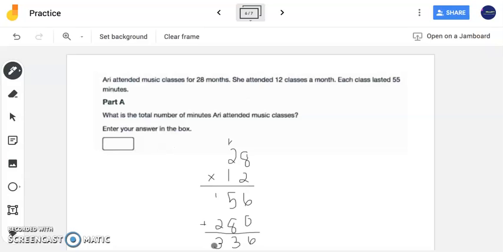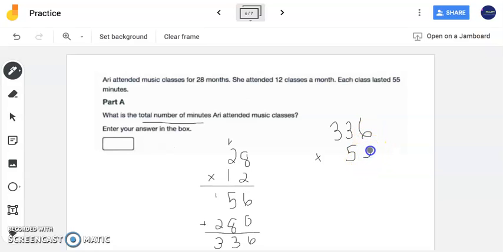However, that's not my answer. That's how many classes she attended in 28 months. But now they're also telling me each class lasted 55 minutes. And I notice the question is asking me, what is the total number of minutes Ari attended music classes? And that's all the music classes. So now we know that she attended 336 music classes, but each class lasted 55 minutes. So one class was 55 minutes. We want to figure out how many minutes she's in class for 336 classes.